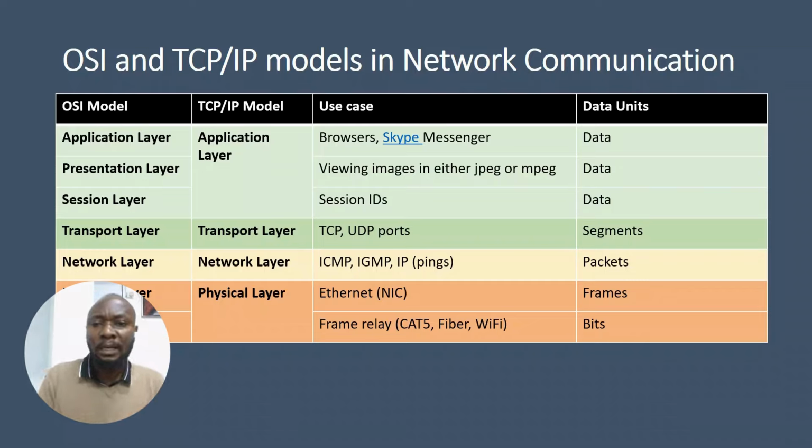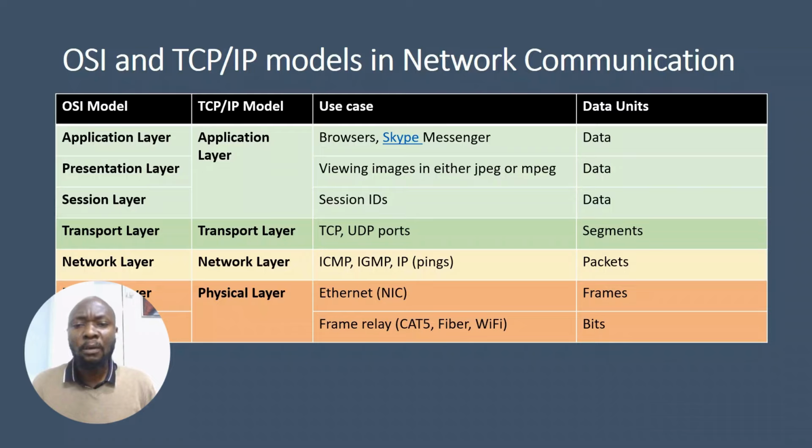Then, if we look at the use cases on the application layer, we have things like your browsers, Skype, Messenger, Gmail, and Adobe Photoshop. These applications are all what you make use of at the application layer. Then in the presentation layer, you have images in JPEG, MPEG, and PNG. These are encryption and formatting ways of changing your data. The session layer is used in establishing sessions and communications.